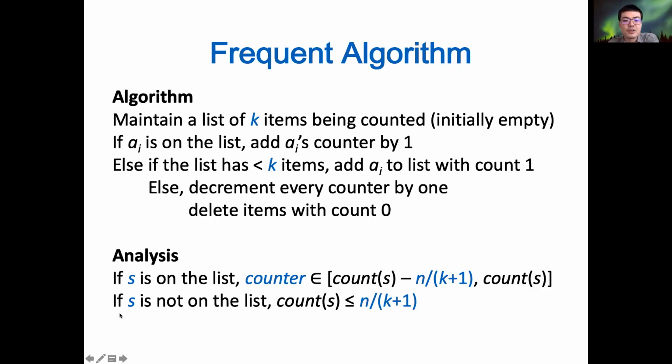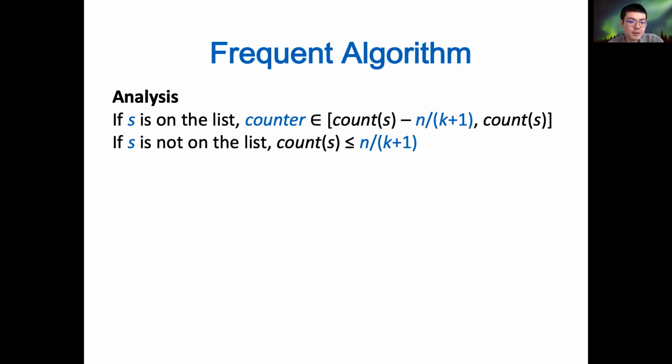If you're on the list, your estimate will be bounded by this number. Basically, if you're on the list, most of the time you tend to be frequent, because you are not canceled a lot. After canceling, you still have some count. But there's no guarantee it must be frequent. If you are not on the list, it must be infrequent.